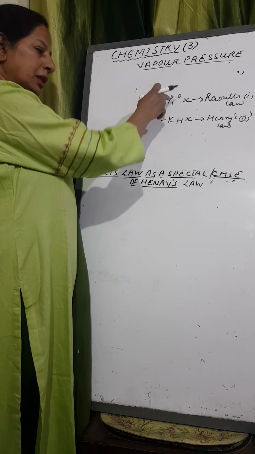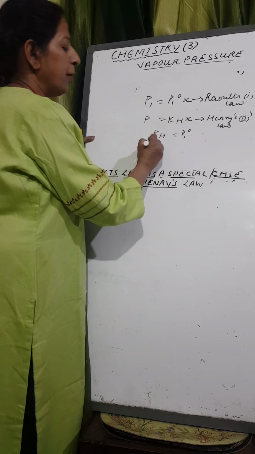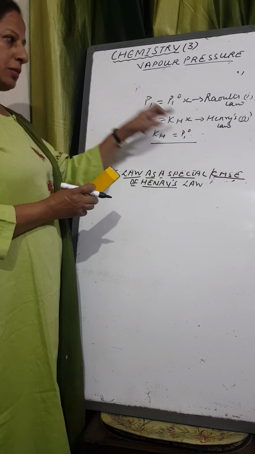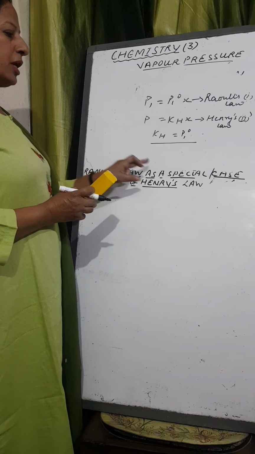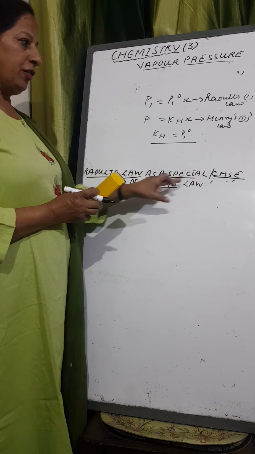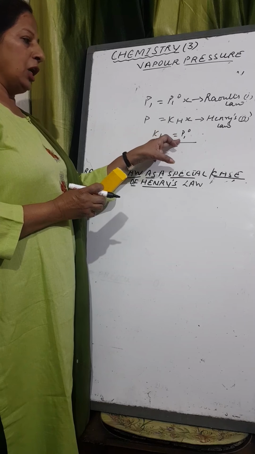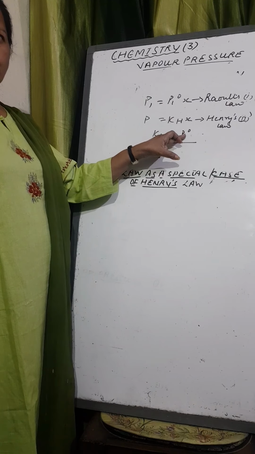Thus we can say when Kh, that is Henry's law constant, equals the vapor pressure of the pure component, then Raoult's law becomes Henry's law. So we can say that Raoult's law is a special case of Henry's law when Henry's constant equals the vapor pressure of the pure component.